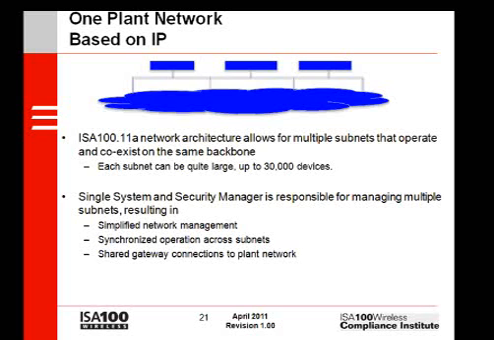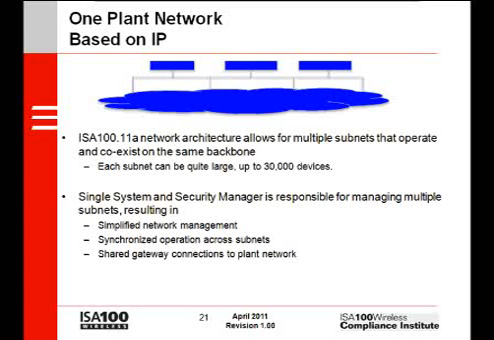So, to summarize the IP part of this presentation, let's review the advantages of a mesh that is designed as an extension of an IP backbone. The ISA100 network architecture allows for multiple clusters of devices that appear as one network, even if they are spread across the plant. Each subnet can be quite large, up to 30,000 devices, and there is no limit to the number of subnets on an ISA100 network.